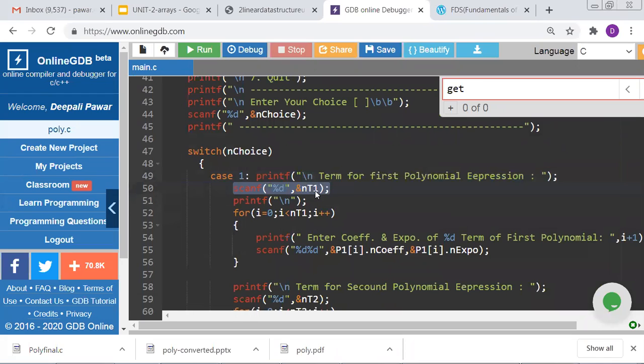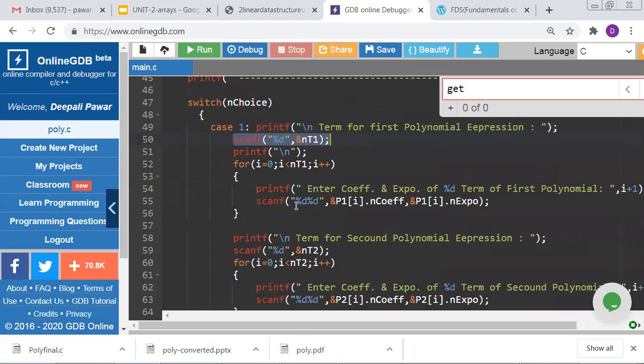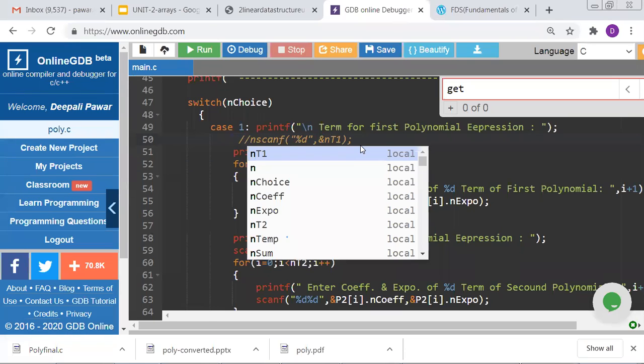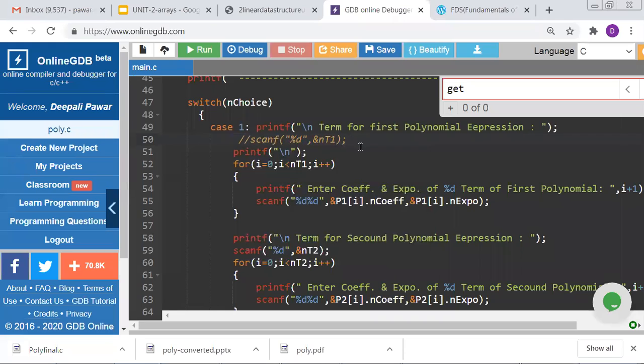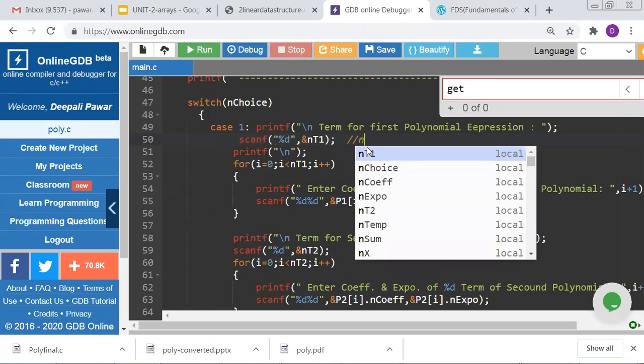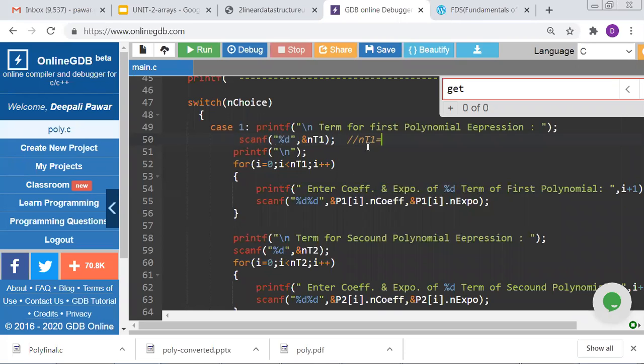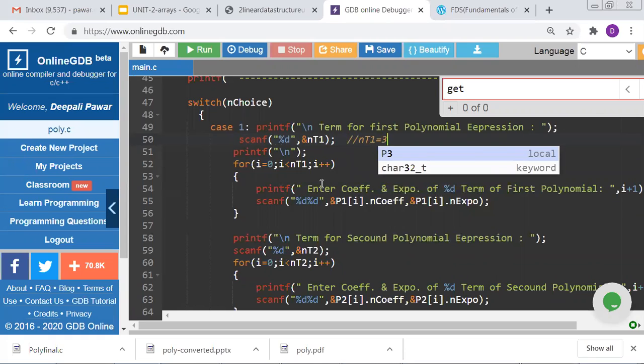That means in the variable n1, the value of the total number of terms of my first polynomial, I have to scan. Okay, that is done. After that, we are entering, the for loop will start. So in the for loop, what did we do? Enter, cout, enter. Suppose I am entering the first polynomial expression, how many terms do you have? Let's say 3. So what will be the value of n1 here? Let's say 3. So this will run up to 3.